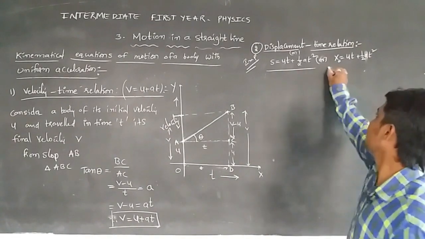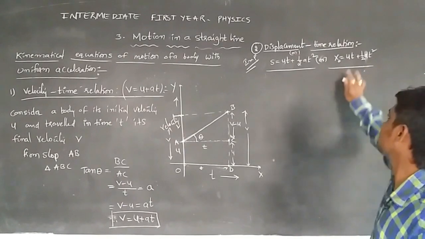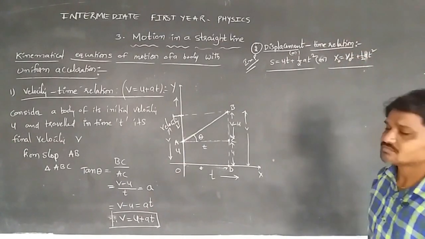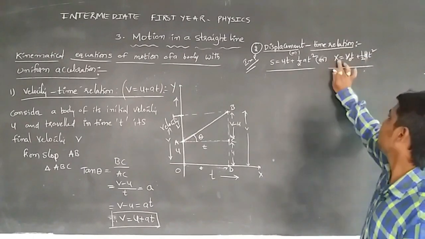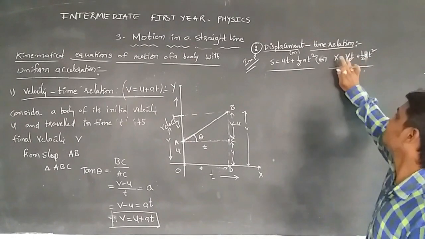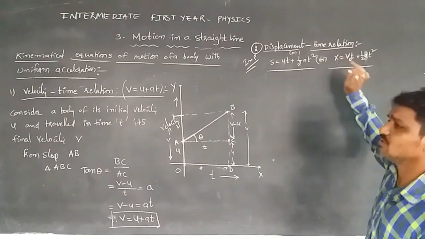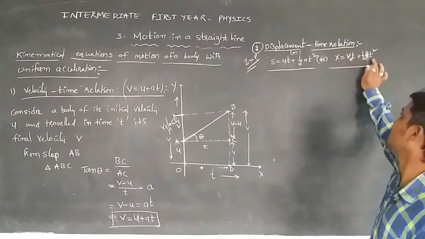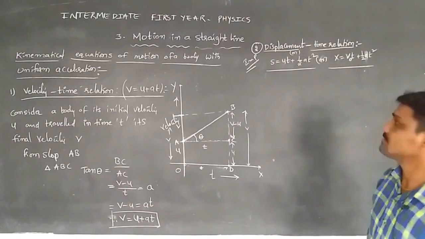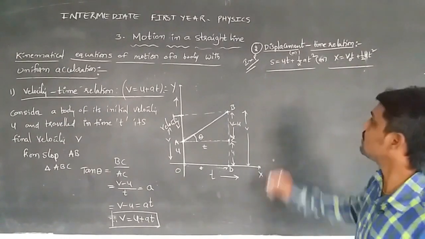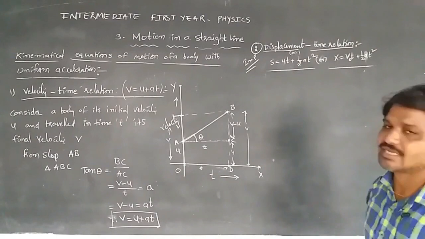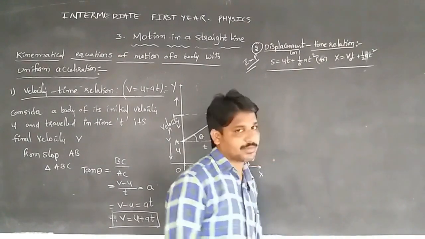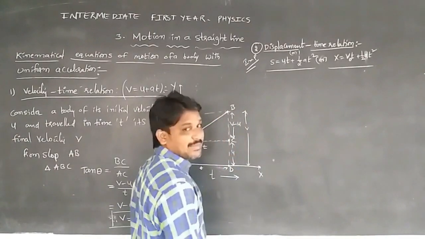They can also ask it like this: instead of u you can ask v naught t. X is equal to v naught t, where v naught means the velocity at 0 time. X is equal to v naught t plus half at square, or s is equal to ut plus half at square also. You can be asked for 4 marks. It is a very important question for the intermediate public examination.